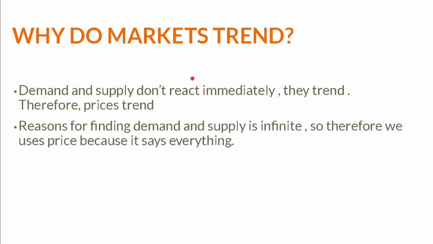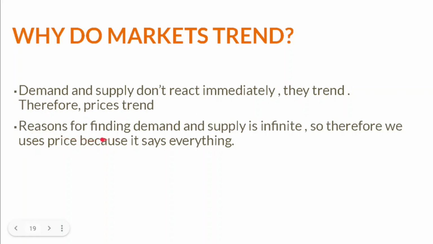Now let's talk about why markets trend. So market trends because demand and supply don't react immediately, they trend. Therefore, prices trend. Sometimes demand will be high, sometimes supply will be high, sometimes demand will be low, sometimes supply will be low. So all the demand and supply factors will keep on changing. So that's why prices trend. Whenever the demand is high, prices go up because everybody wants that commodity or that stock. So that's why prices go up, and the vice versa is also true.